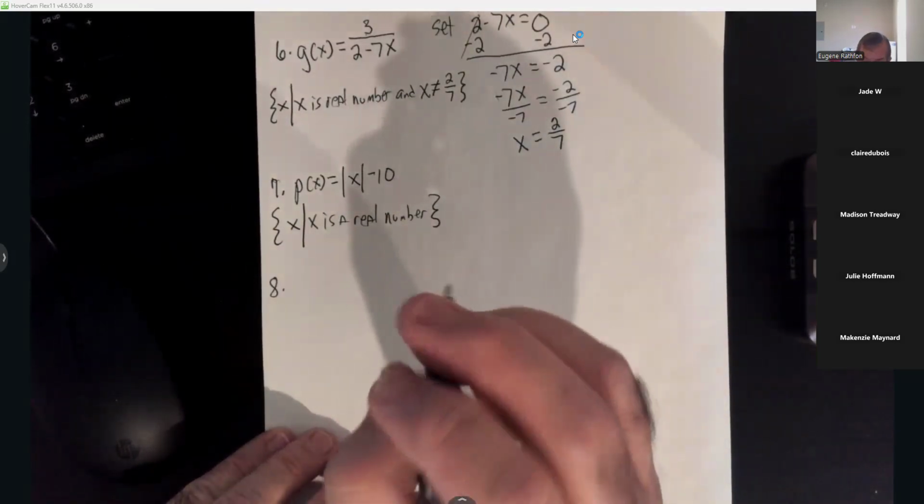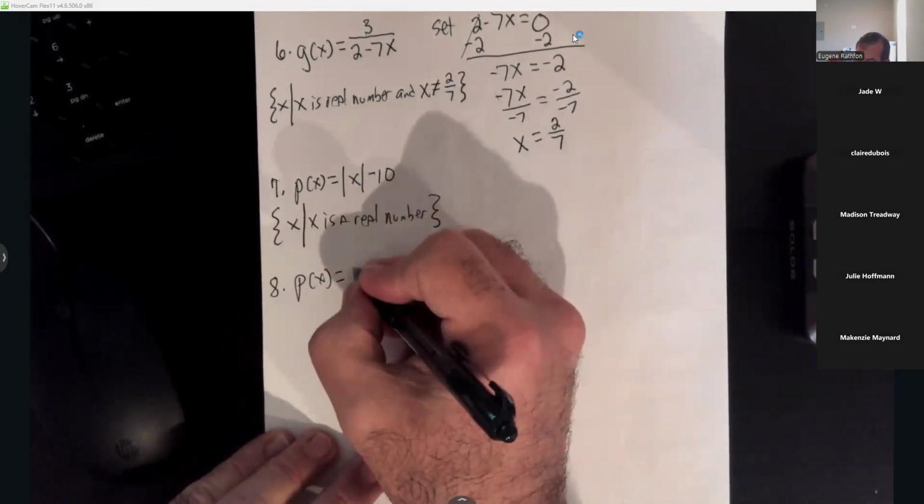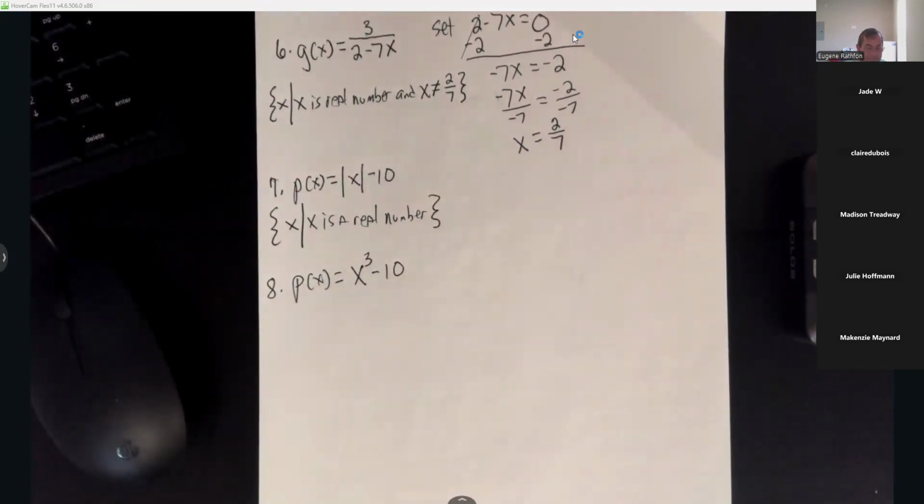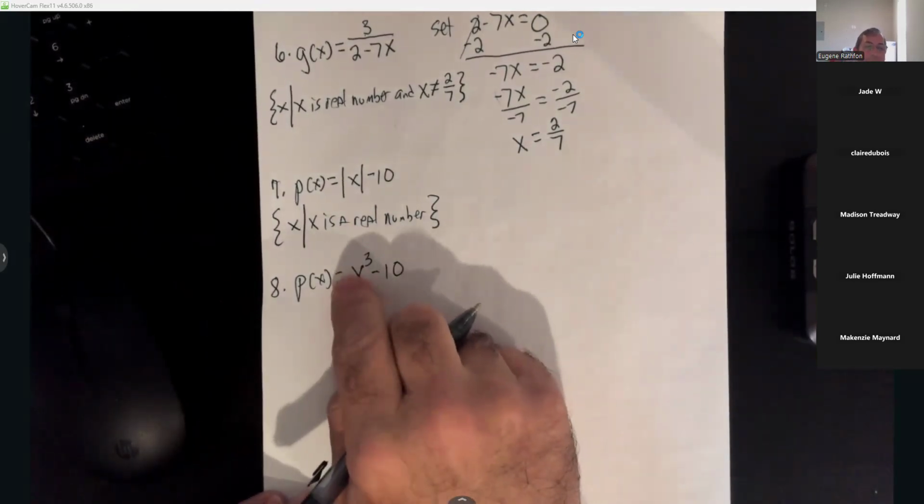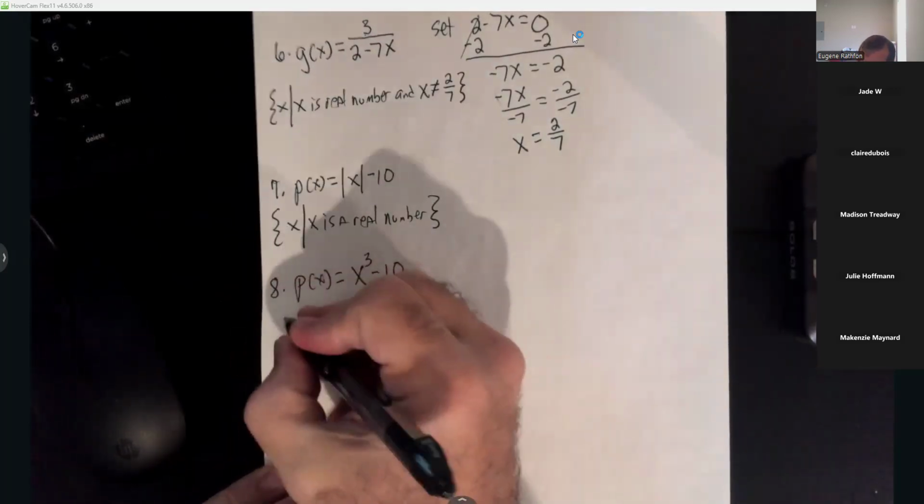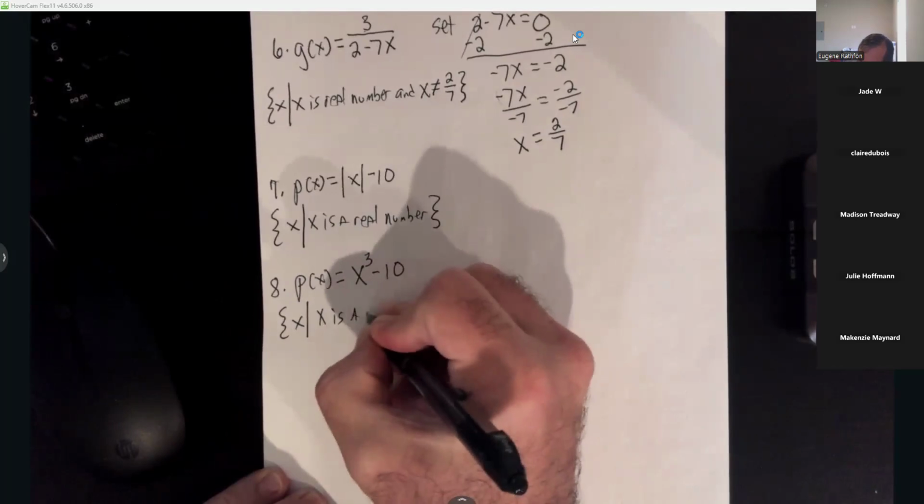Well, the last one here is p of x equals, ooh, they're turning it up here, x cubed minus 10. All right, so what do you think? Real number again? Perfect. Because any number you give me, we can throw into that and we can cube it, and then we can subtract 10. So there's no restrictions again. So x such that x is a real number.